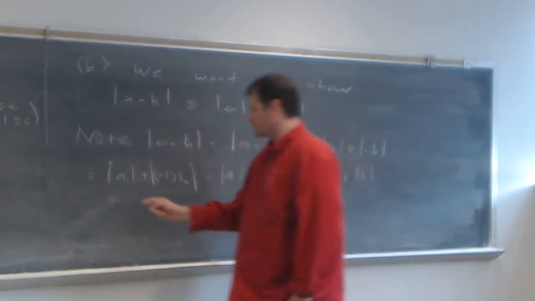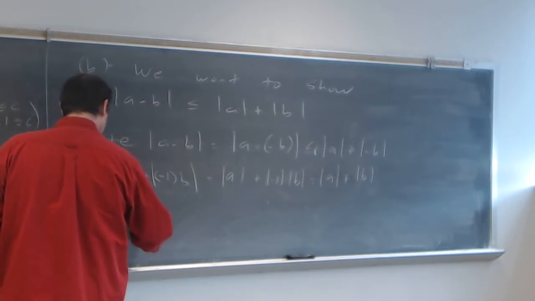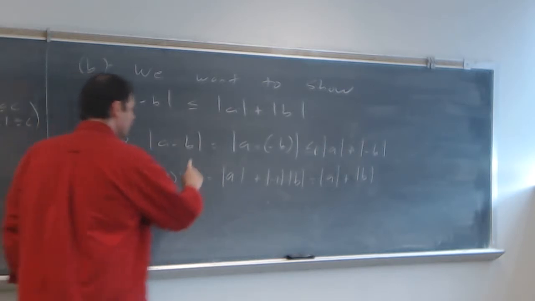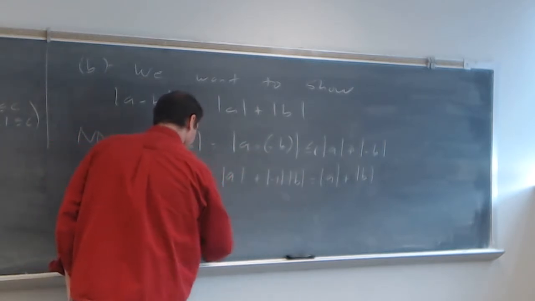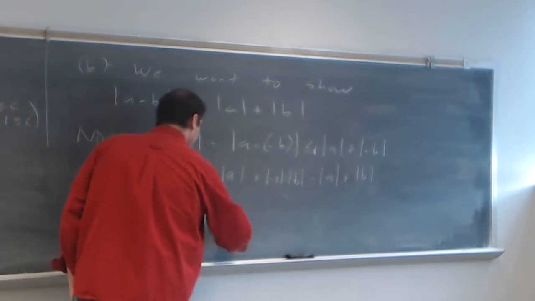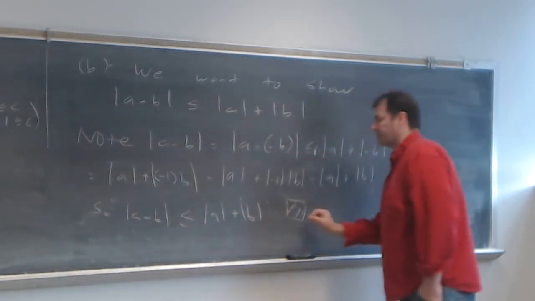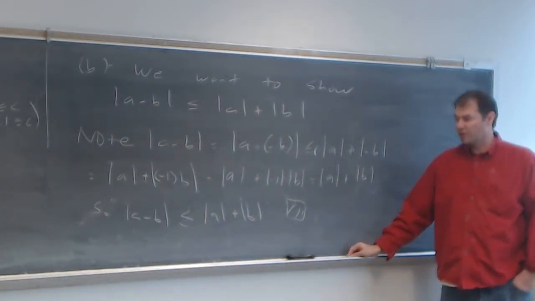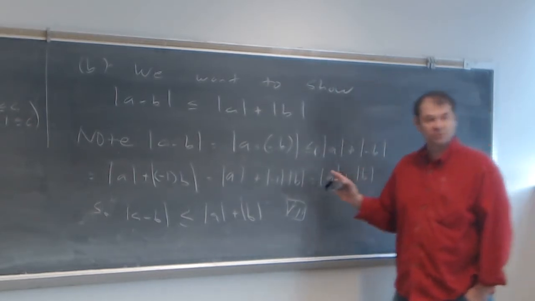So here, we have this initial starting point, A minus B inside absolute values, is less than or equal to the ending part here, which is the absolute value of A plus the absolute value of B. That's what I wanted to show, so that is that proof. Those are two corollaries using the triangle inequality. Here's where the triangle inequality was used in part B.